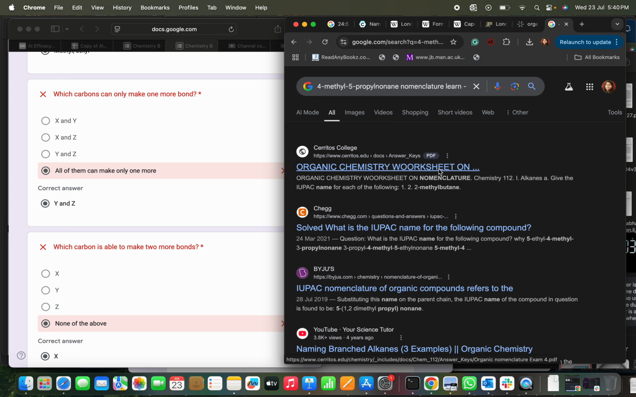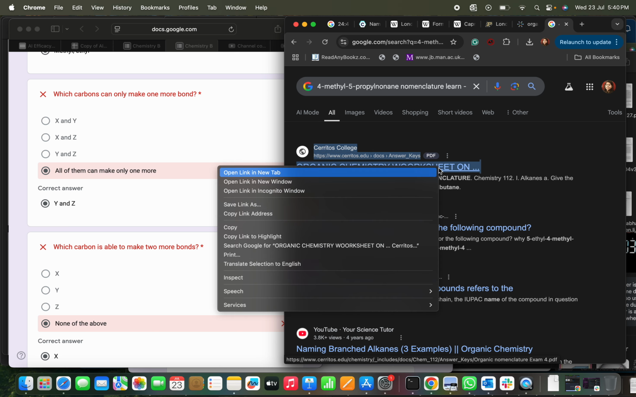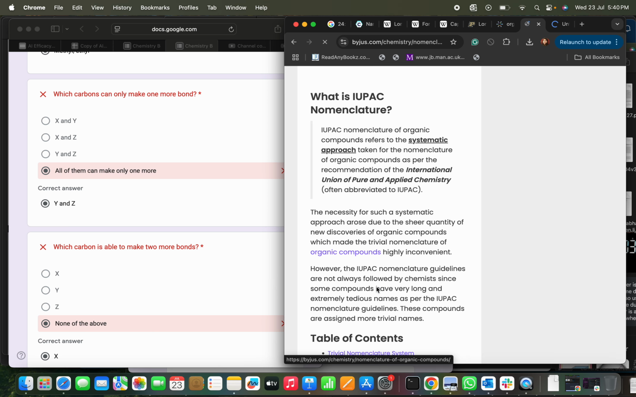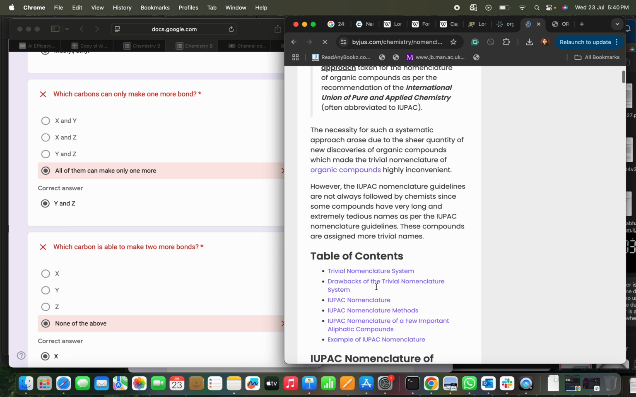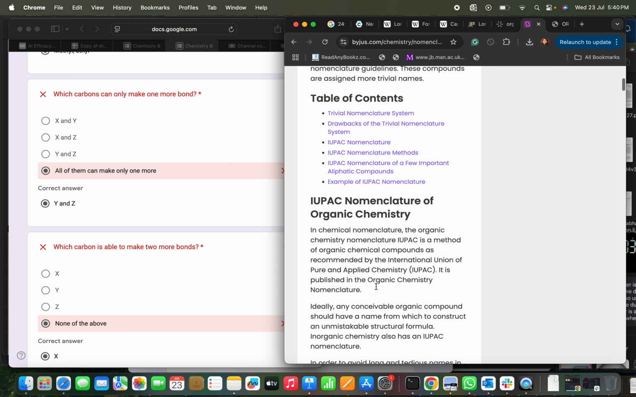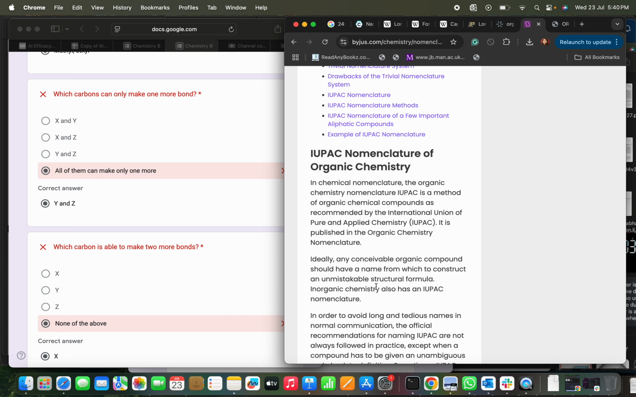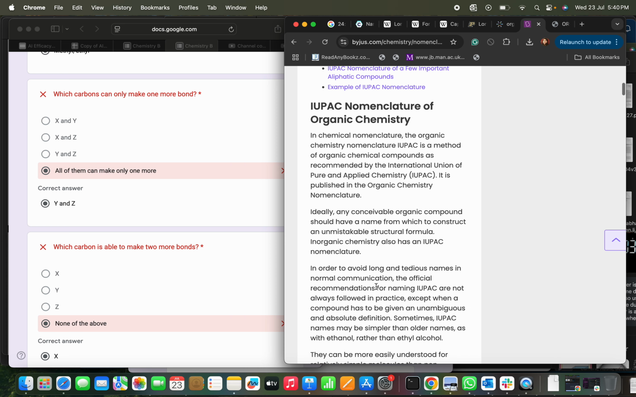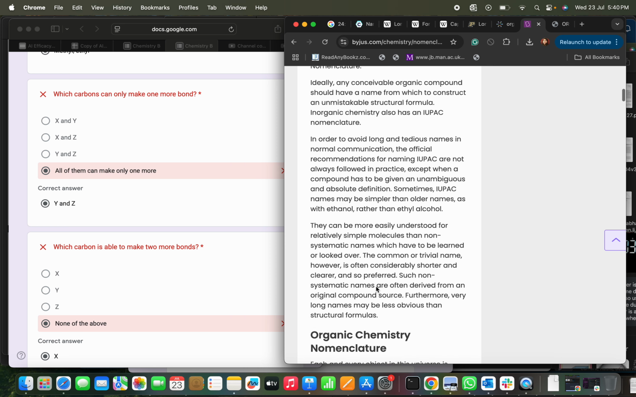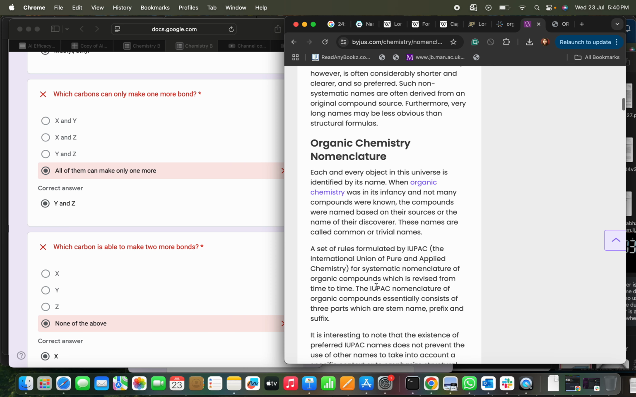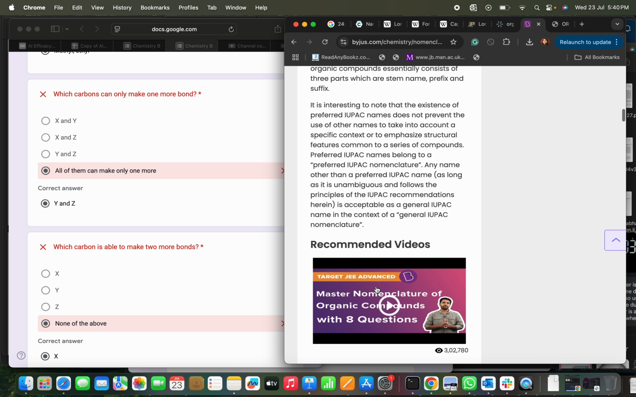I would like to see. Alright, this is one thing. Open link, and I'll go with the IUPAC of organic chemistry, which refers to the systematic approach to chemical nomenclature. The organic chemistry nomenclature by IUPAC is the method of naming organic chemical compounds as recommended by IUPAC. Ideally, every organic compound should have a name from which an unambiguous structural formula can be created.